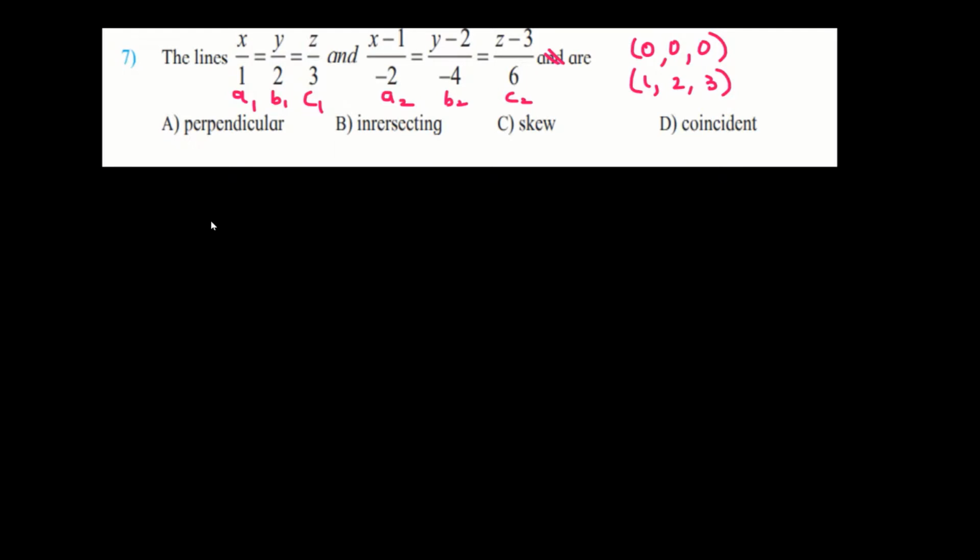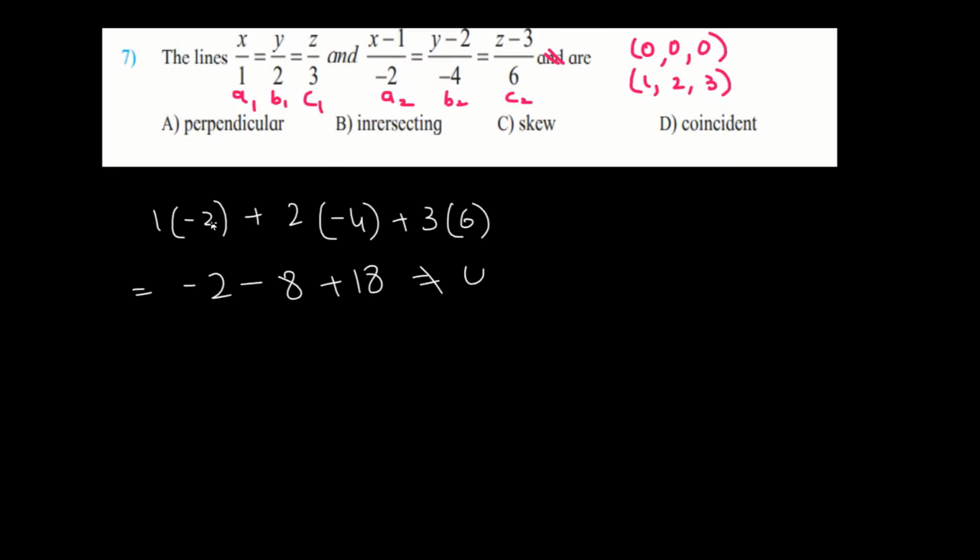Let us check whether the lines are perpendicular. If we take the direction ratios, a1a2 + b1b2 + c1c2 is 1 into −2 plus 2 into −4 plus 3 into 6. Thus we get the answer as −2 − 8 + 18. It is not going to be 0, and therefore our conclusion is the lines are not perpendicular. That means the first option is not there for us. A is not the correct option.